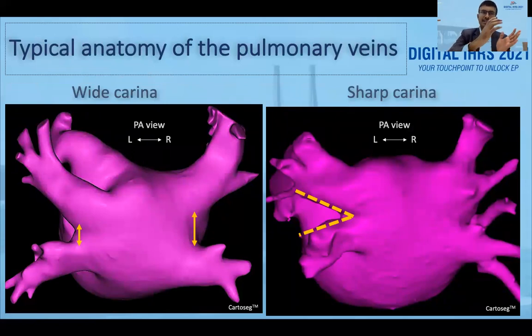The carina is the region that is sandwiched between the upper and the lower pulmonary vein. As you can see on the left side, a wide carina offers better stability for the balloon catheter than a narrow carina as you see on the right side. With a narrow carina, you might not have a good stability of the balloon at the carina, and it is directly correlated with lower acute success rates and more reconnections.